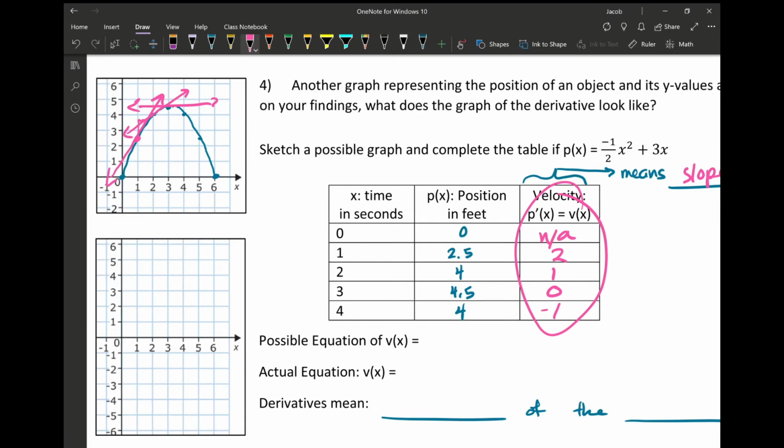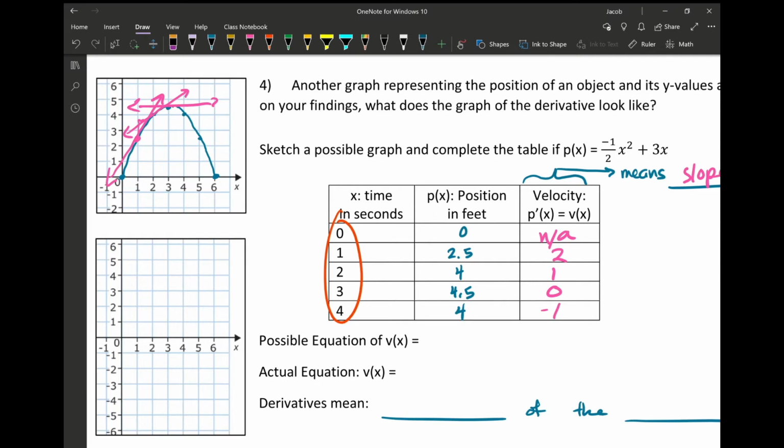Now, a possible equation of v of x could be found if we could just graph these x values and the y values that we were given. So instead of using the same y values over again, we don't want to draw the same graph. We're going to use the slope values as our y values. So the outputs are going to be slope. That means we're going to find a derivative equation, because the outputs of a derivative are slope.